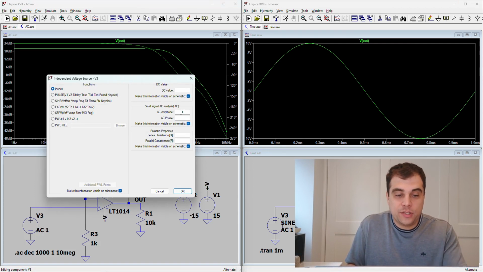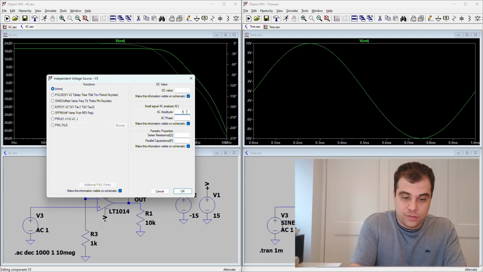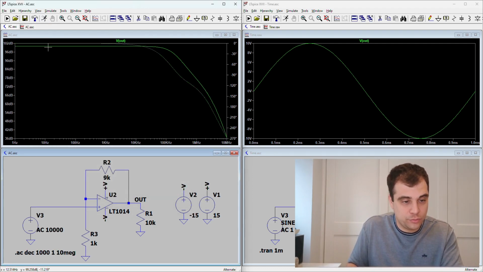Okay, so if we go back to look at our AC analysis here, go back to the properties, you'll see here that we have an AC amplitude of 1 volt set up. Now typically you do that because it's easy. You don't need to do any workings out for your gain there, because you've got an amplitude of 1. What if I change that to, say, 10,000 volts? Let's go for that, 10,000 volts. What do you think is going to happen? Let's have a look. Run the analysis.